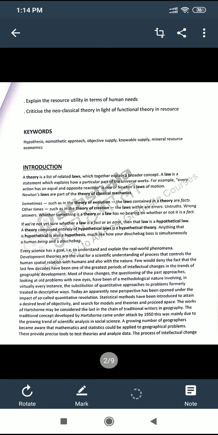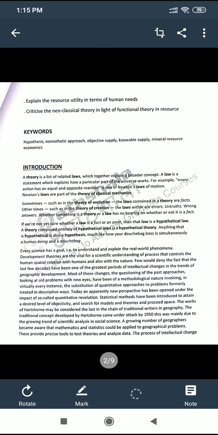Today an apparently new perspective has been opened under the impact of the so-called quantitative revolution. Statistical methods have been introduced to attain a desired level of objectivity and search for models and theories and proceed in space. The works of Hartshorne may be considered the last in the chain of traditional writers in geography. The traditional concept developed by Hartshorne came under attack by 1950.